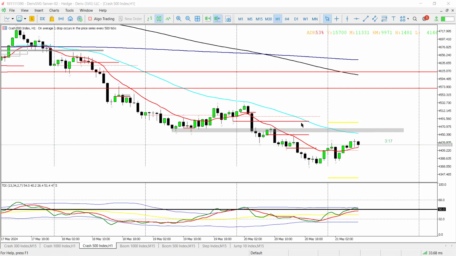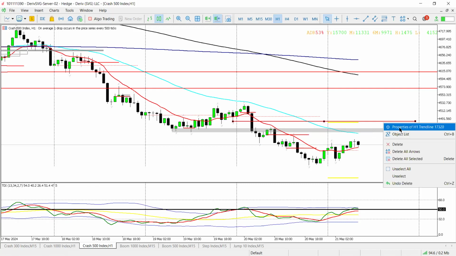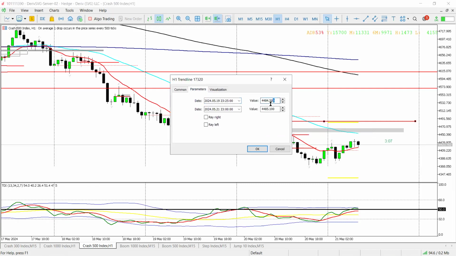So on H1, you want to mark the order block which was broken but not retested yesterday. That's our point of interest, which is on 44.85.